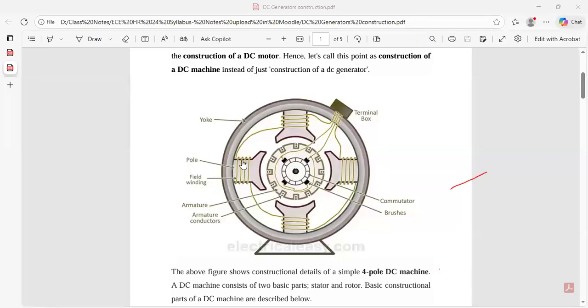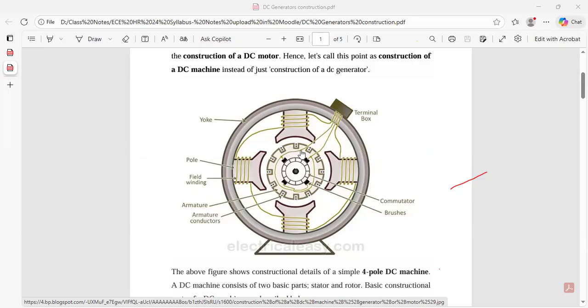See here, this is the field winding on the poles. How many poles? One, two, three, four. On the poles, we have the field winding. This is the armature rotating part. On the armature, coils are there. Coils are nothing but the armature winding. One, two, three, four, five, six, seven. I have told you in the last class: what is the number of coils on the armature winding?